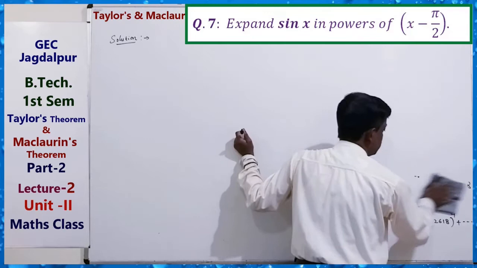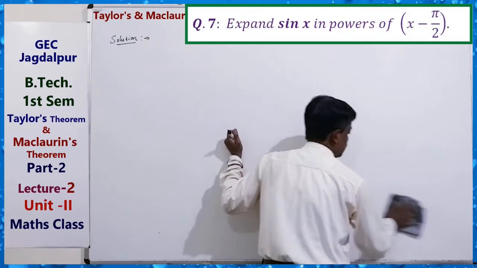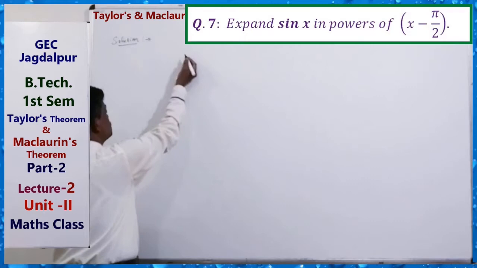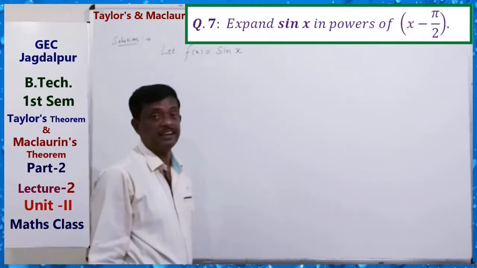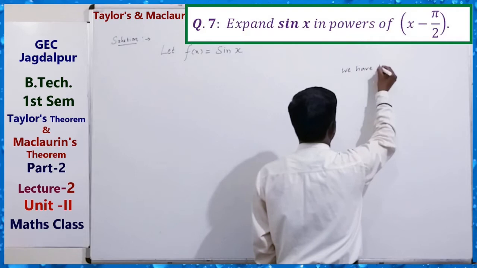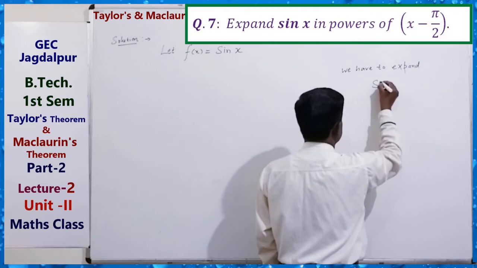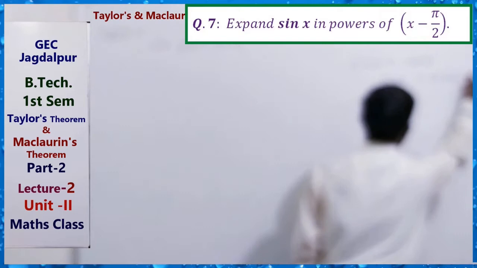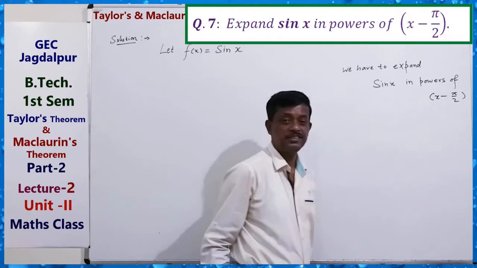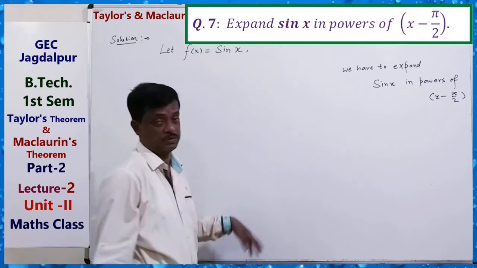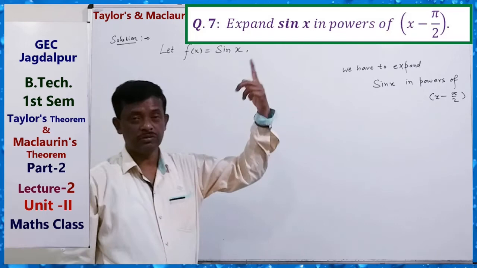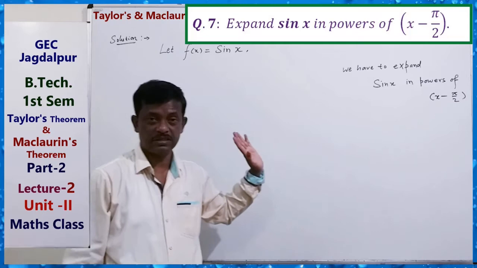Suppose, solution: let f(x) equal sin x. We have to expand sin x in powers of x minus pi by 2, just like in the Taylor formula, where we expand the function in powers of x minus a. Here we can use Taylor's expansion, or we can also use the available series expansion of elementary functions.